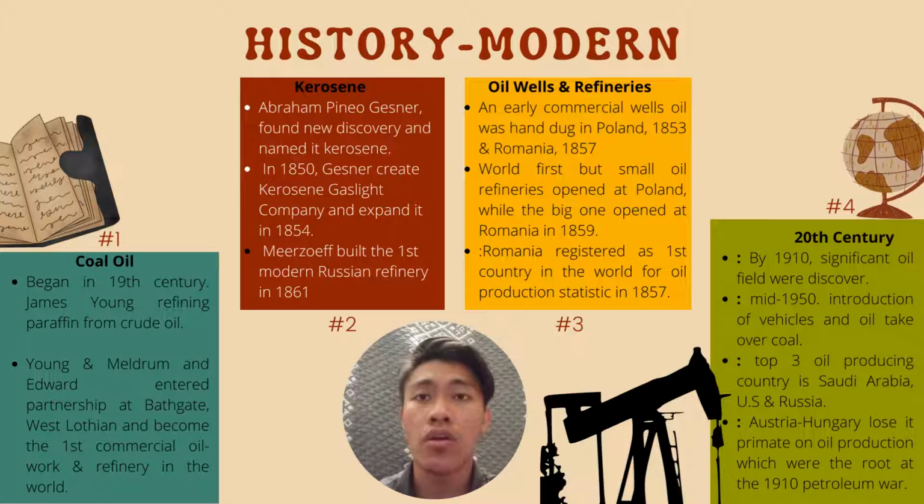So, the top 3 oil producing countries now are Saudi Arabia, Russia, and the United States. Austria-Hungary lost its permit on oil production, which had been at the root of the 1910 petroleum war.